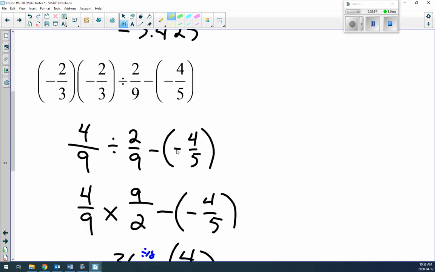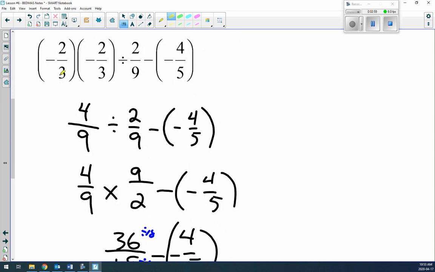Okay, fractions. Now when the brackets are side by side like this, it means you multiply. So we have negative 2/3 times negative 2/3 divided by 2/9, subtract negative 4/5. What do you do first? We got multiplication and division. Work left to right. So we're going to multiply these two together. So a negative times a negative is a positive. 2 times 2 is 4. 3 times 3 is 9. Divided by 2/9, subtract negative 4/5.